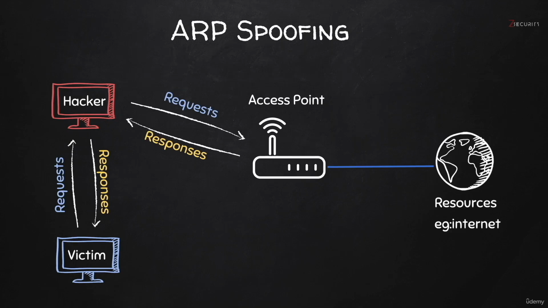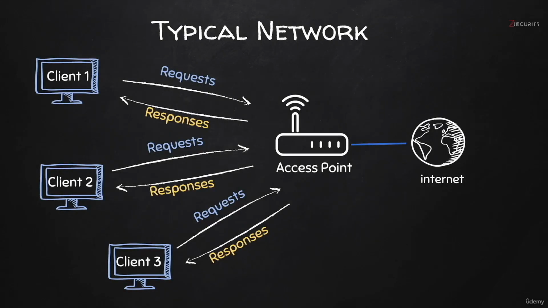So let's go back to the first diagram that we learned in this course. When we were talking about how networks work in general, we said the only device that has access to the internet is the access point, and whenever a client wants to access something, they send the request to the access point, which goes to the internet, gets the response, and sends it back to the client.